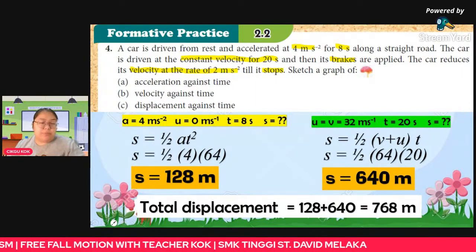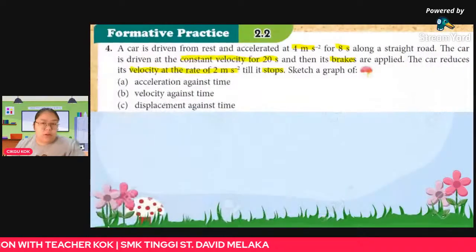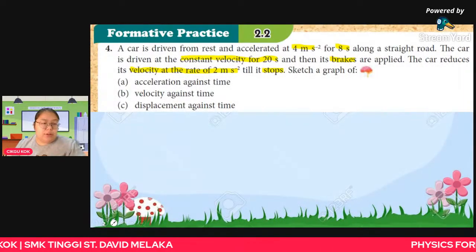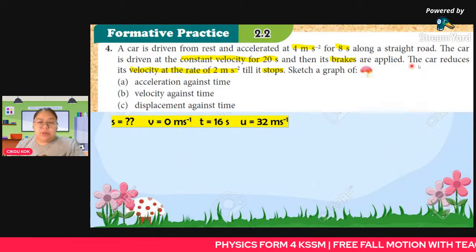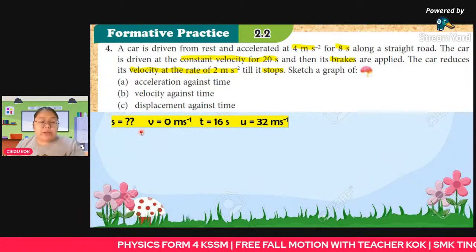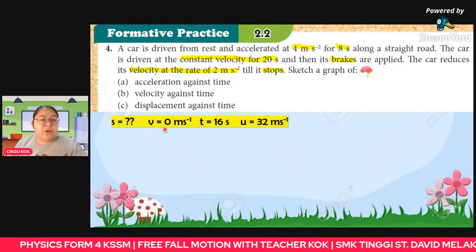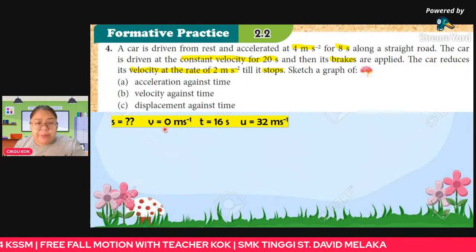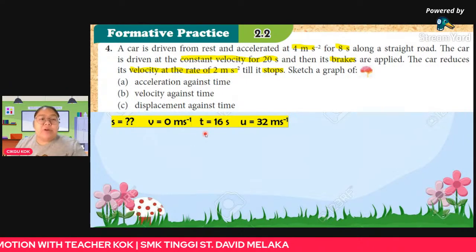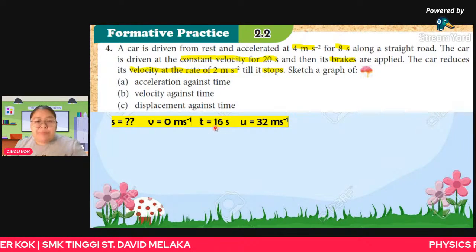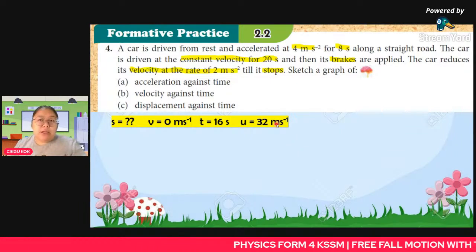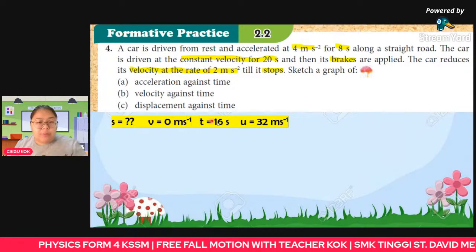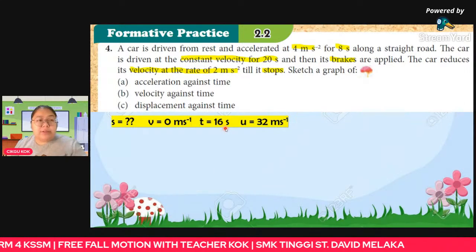Part 3 is stop. For part 3 we don't know the displacement, because we don't know where they stop. We just know the final velocity becomes 0 because you stop already. How long do they take? Just now the time taken to stop was found already, 16 seconds. Then the initial is 32, because after the constant you want to stop. So initial is 32, final is 0, and the time taken to stop is 16 seconds.